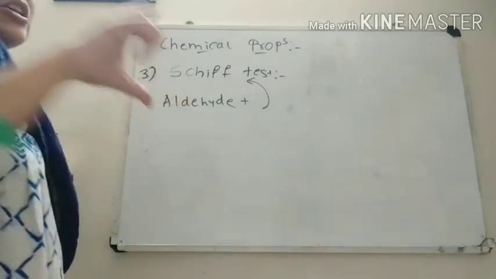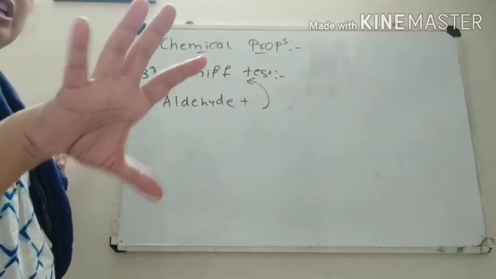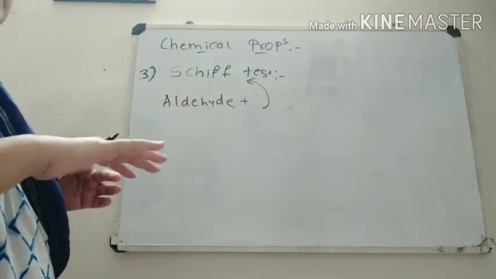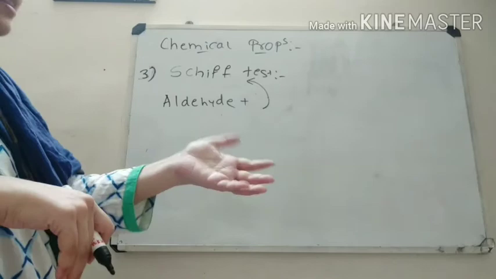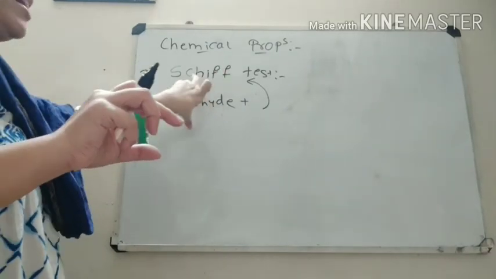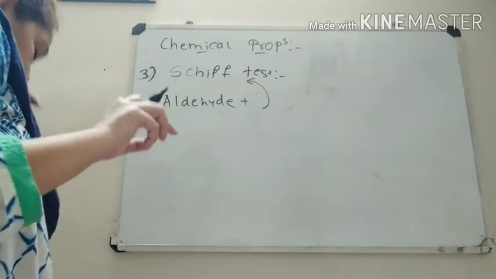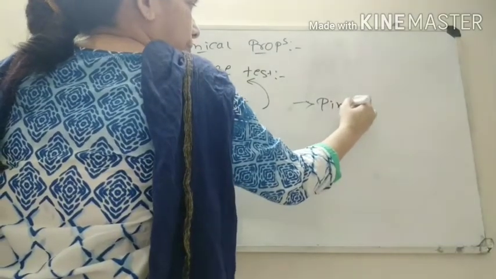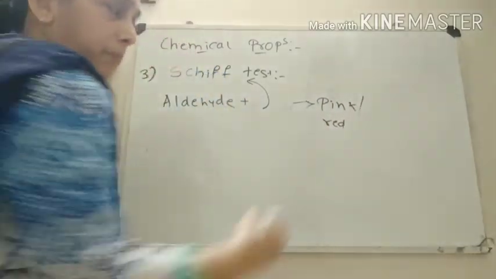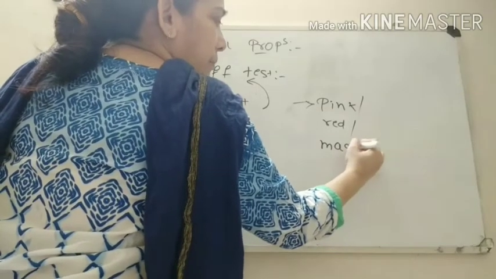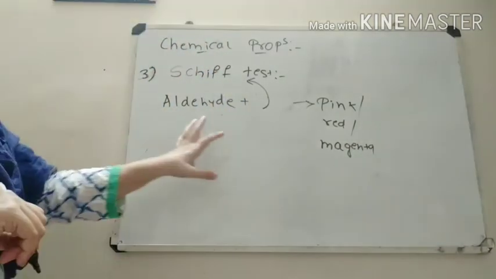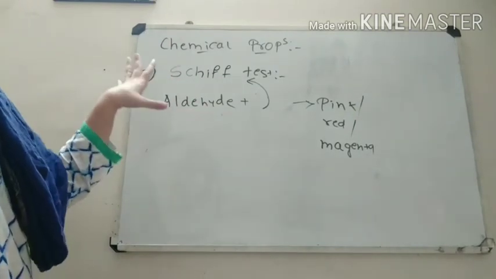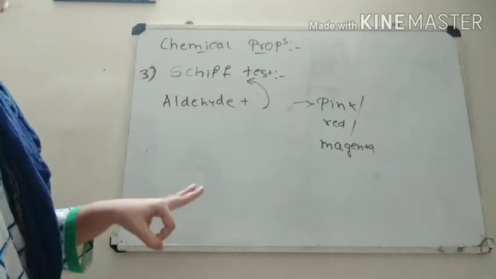Now how can we see? Suppose there is a bottle with a solution, and we don't know which solution is in that bottle. Suppose we have a slight idea it is an aldehyde or ketone, but we don't know. So how do we detect that? If we add Schiff reagent to that solution and it develops a pink color, a red color, or a magenta type color, then it indicates that the aldehyde is there.